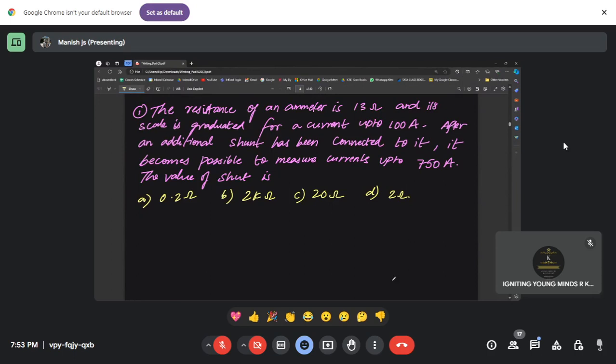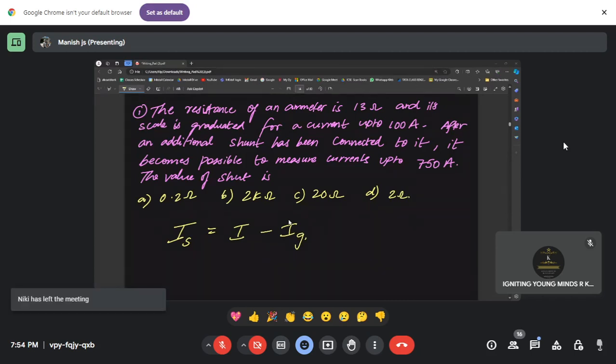So there is a particular relationship. The current passing through the shunt is nothing but I minus Ig. Say current passing through the shunt is equal to total current minus current through the galvanometer. Okay, this is the basic relationship for the current that we have. But we wanted the shunt resistance. Shunt resistance, you can take it as S also. Okay, so we will make use of that.